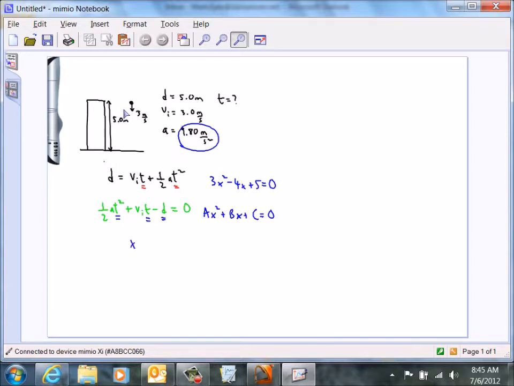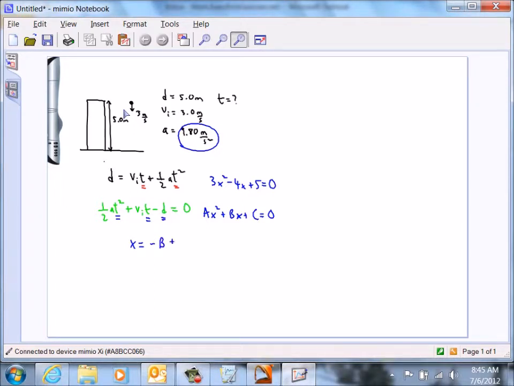And if you remember that formula, it said x is equal to the opposite of b plus or minus the square root of b squared minus 4ac all over 2a. Right? That's the quadratic formula. That's something that all of you should know.